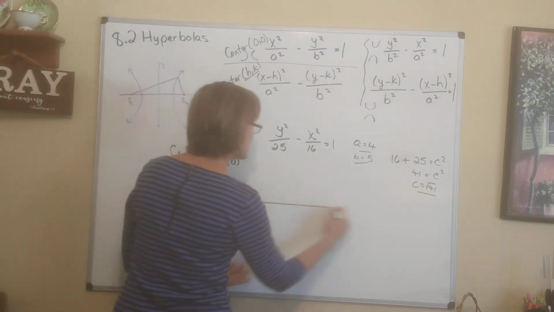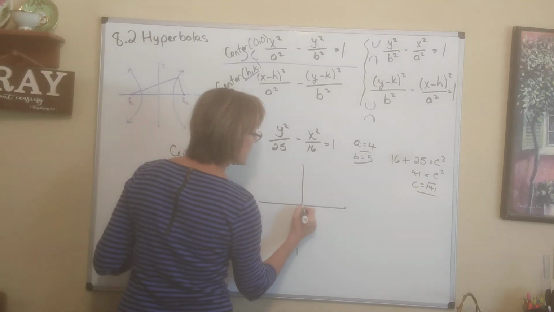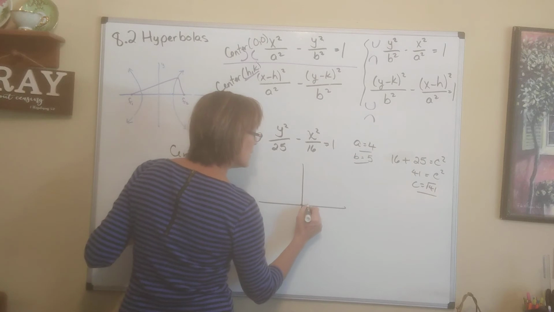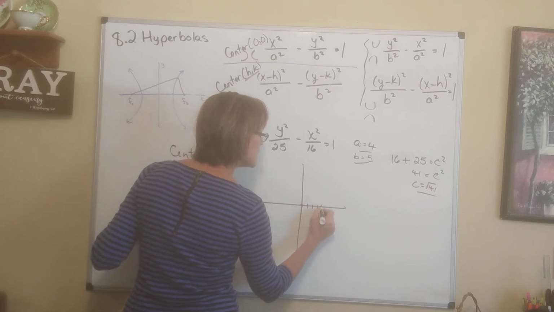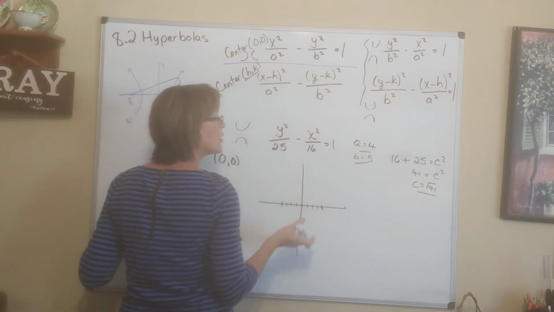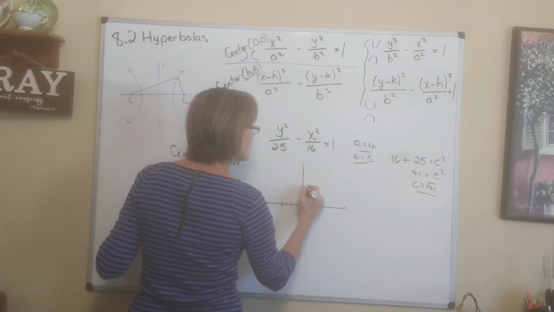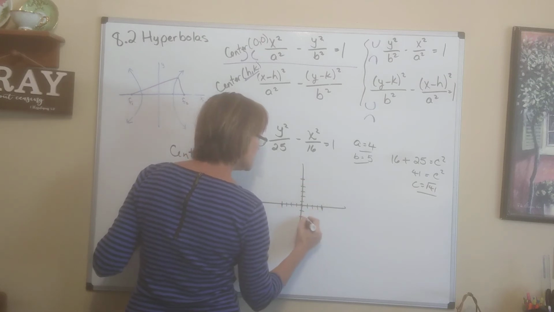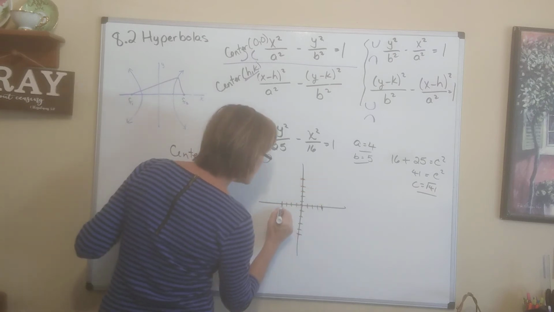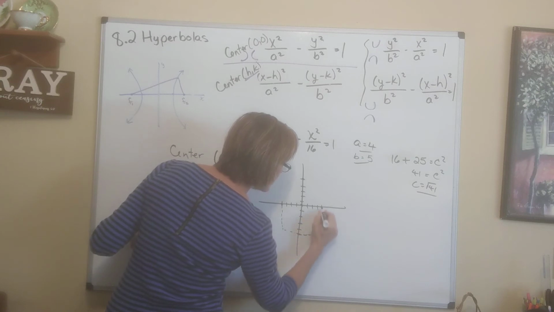Now let's go to our x, y axes and start marking things up. We know our center's at the origin, so here's my center. I'm going to go right 4 and left 4: 1, 2, 3, 4. This is an important point. Then I'm going to go up b and down b: 1, 2, 3, 4, 5. These are our significant points. I'm going to box these in to make my rectangle.